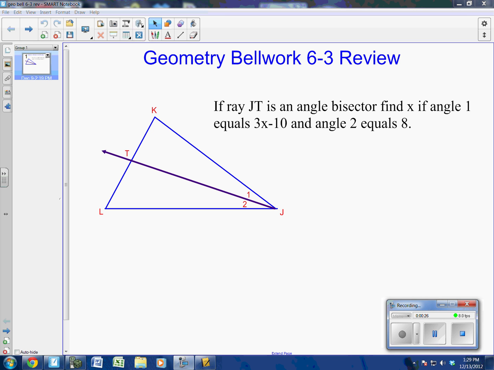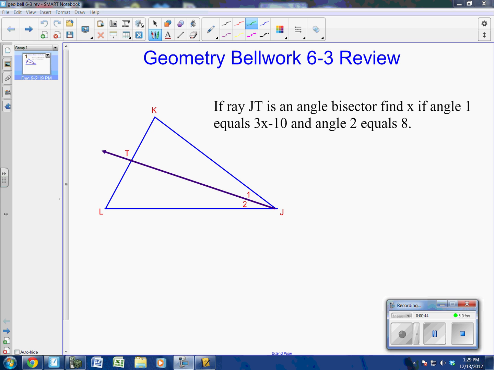I'm going to write down what he said. X equals 6. Okay. He says that angle 1 and angle 2 are congruent. How do we know angle 1 and 2 are congruent? Because it says so. No. It says that this line right here, this ray, is an angle bisector, which means these two are congruent, right? Because it's right there in that little track.